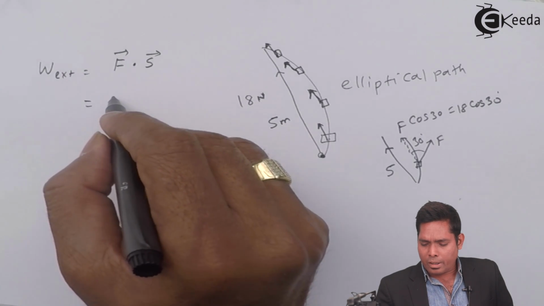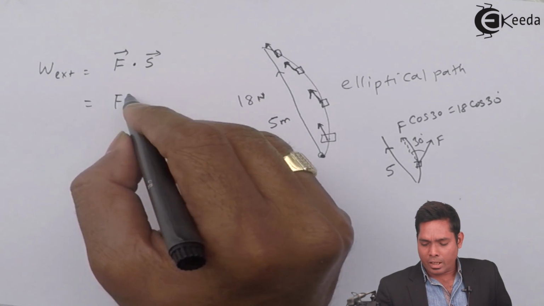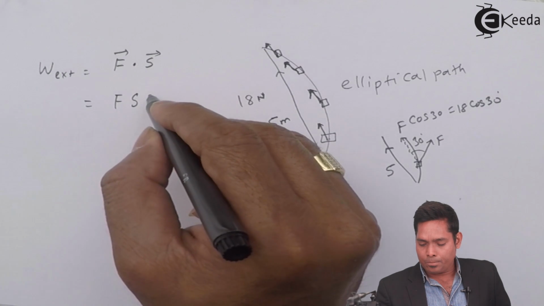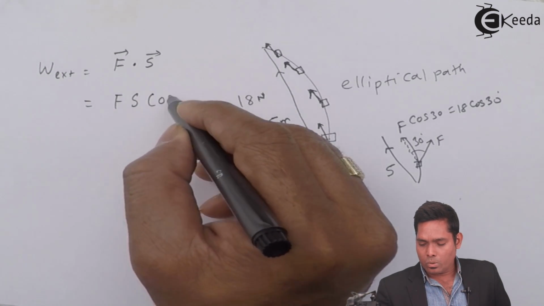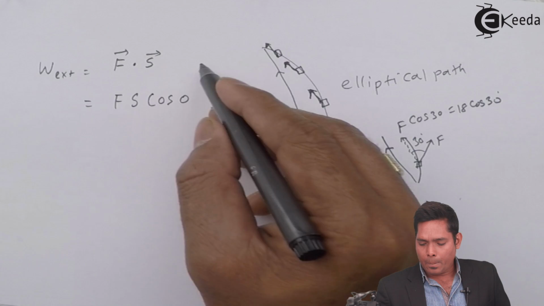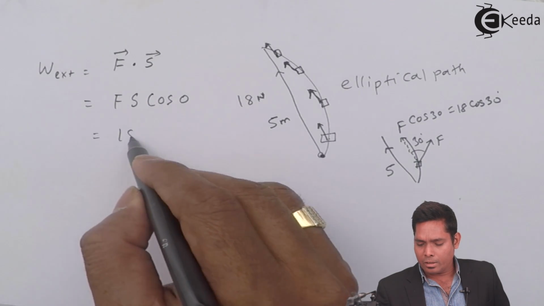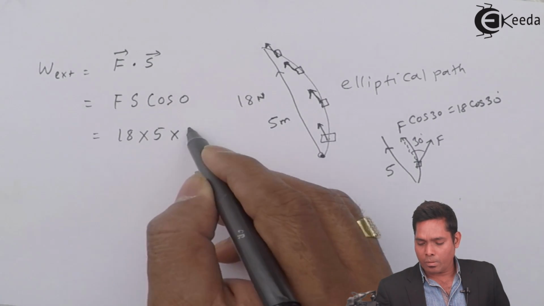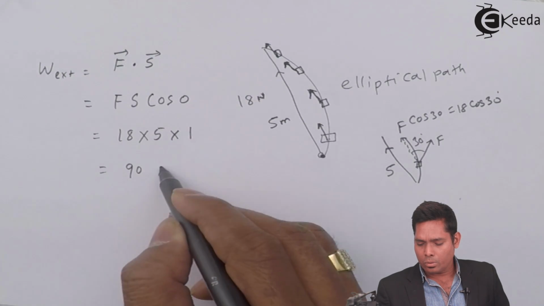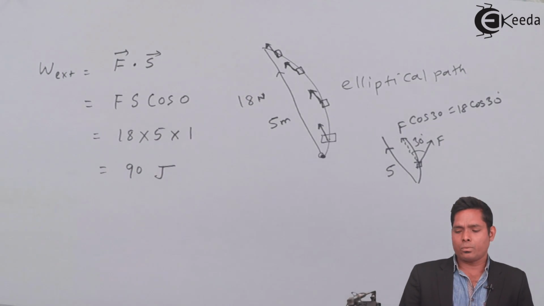Therefore this is F·S, which is F S cos 0 because it is always parallel. So F is 18, S is 5, and cos 0 is 1, so it is 90 joule. This is the work done by the external force.